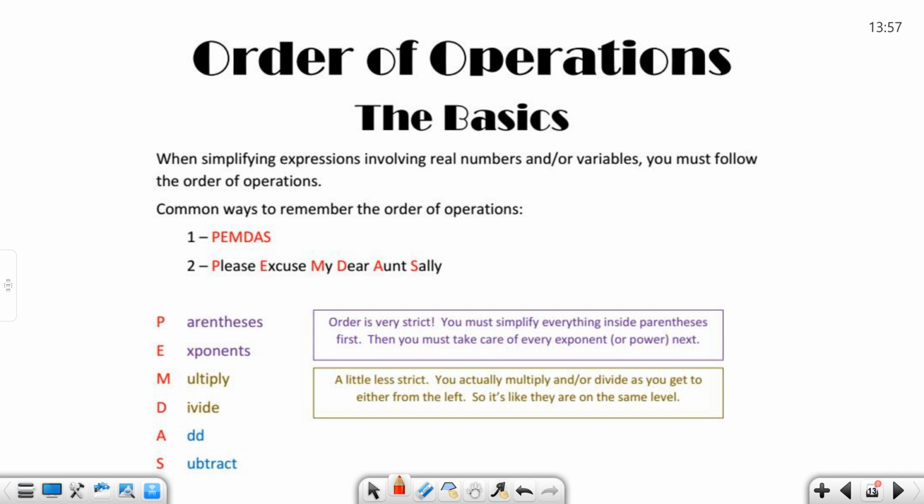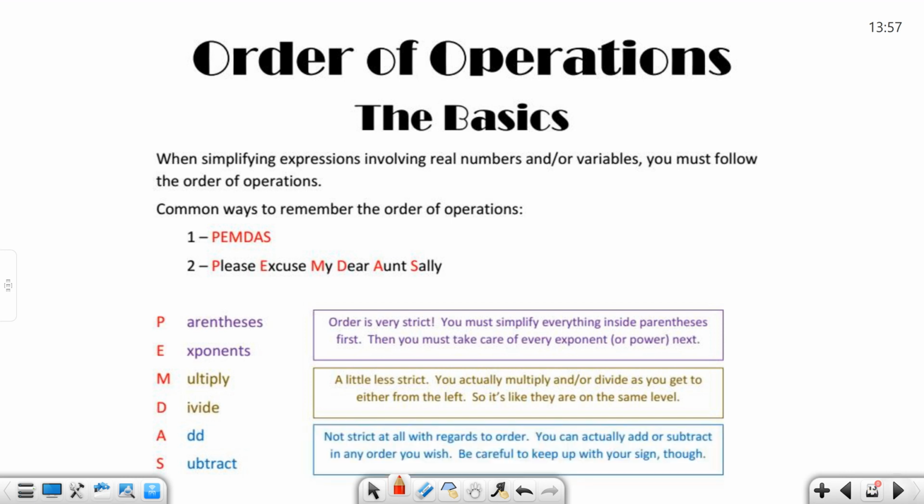So then, as we get down to multiply and divide, it's a little less strict. You actually multiply and divide as you get to them from the left. We talked about it. So it's like they're on the same level. It could be PEMDAS, okay, or PEMDAS, because look at add, subtract. Not strict at all with regards to order.